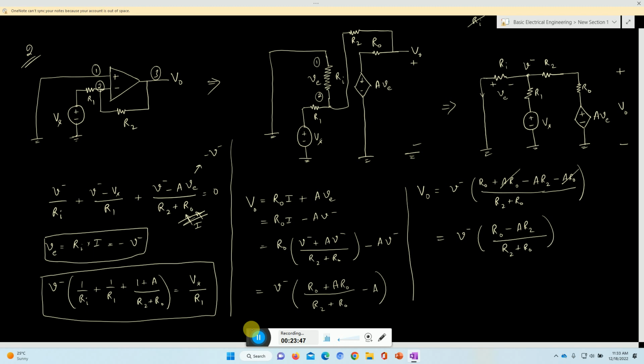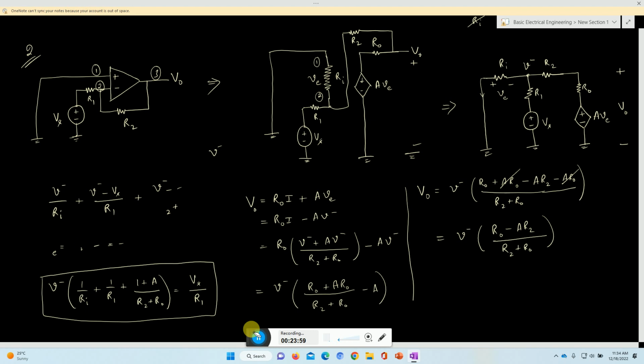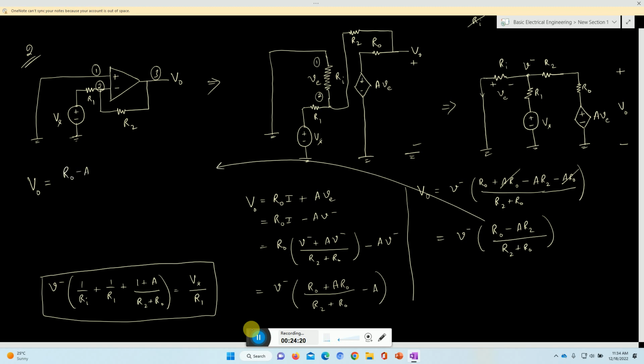So if I substitute the value of V minus over here, I will get the value of V0 in terms of Vs. I need some space over here, so let us rub this part. Let us put the value of V0. We can write V0 is equal to, this value we will substitute over here, R0 minus AR2 by R2 plus R0. This is one, and the V minus value we will take from here, Vs by R1 into 1 by Ri plus 1 by R1 plus 1 plus A by R2 plus R0.